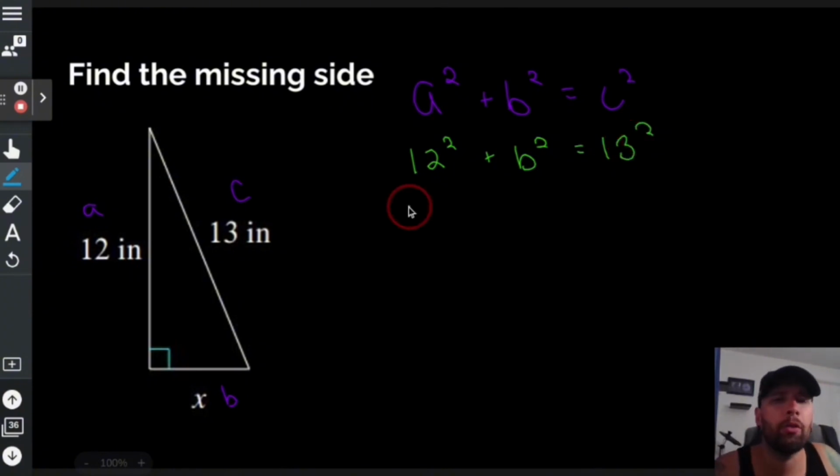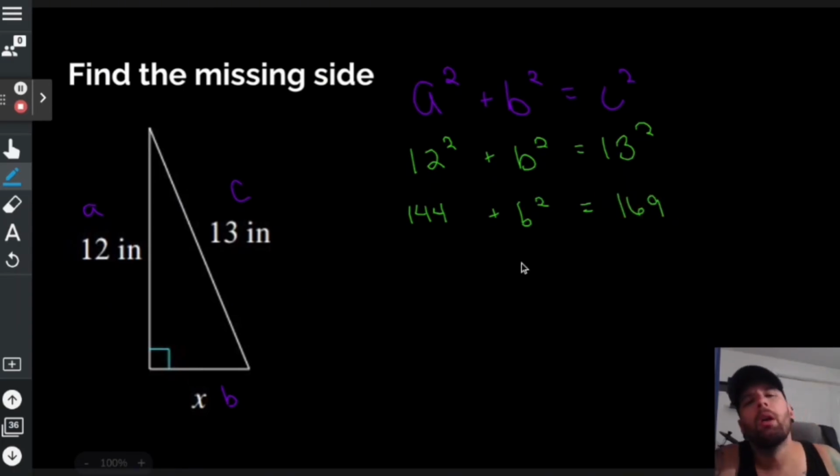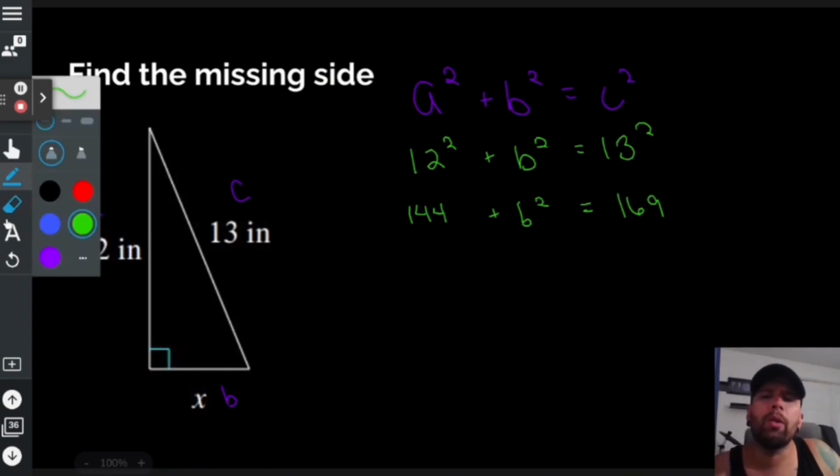12 squared is 144, plus B squared, which is still B squared, equals 169. Is B all by itself? No. Now, in the last problem, I had a square plus a square, and I actually added the numbers together. That's when I was finding the hypotenuse. I'm not finding the hypotenuse here. I'm trying to find a missing leg. So it's not, let's add them and square root them. I have to do a little bit more.